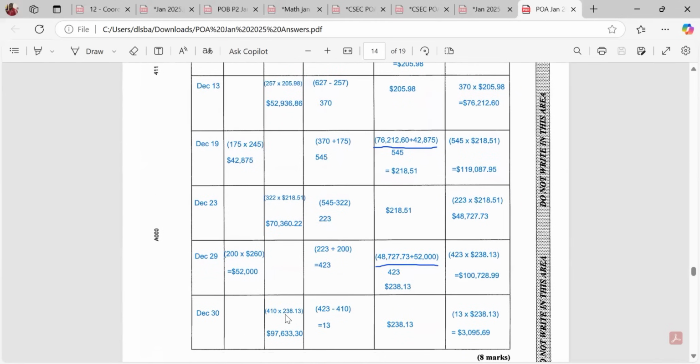Finally, on the 30th of December, you sold 410 goods. That will go under inventory out. The cost would be 410 multiplied by the last cost per unit, so 97,633. The amount of goods you have remaining will be the 423 minus the 410 you just sold. That'll leave you with 13. The cost per unit doesn't change. The value of the goods you have at the end of the year will be 13 multiplied by $238.13, and I say we get the $3,095.69.